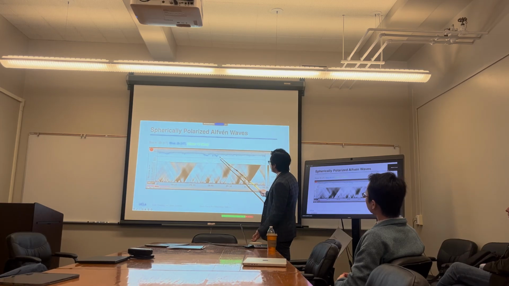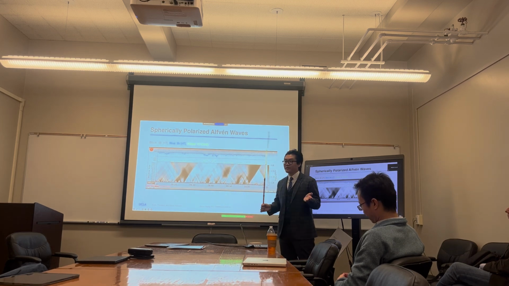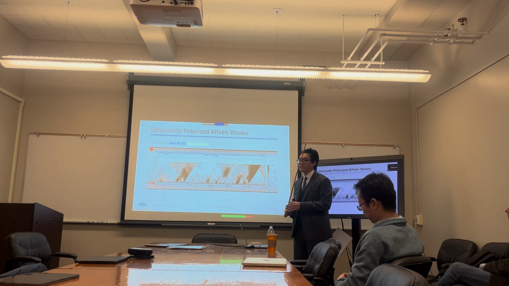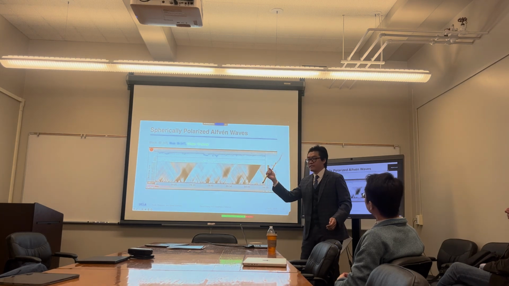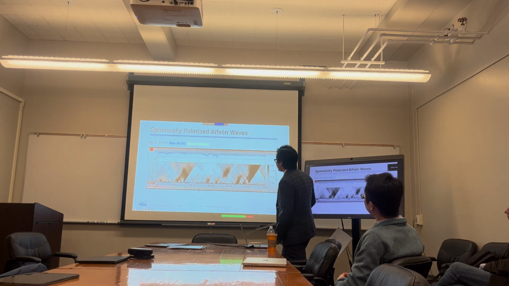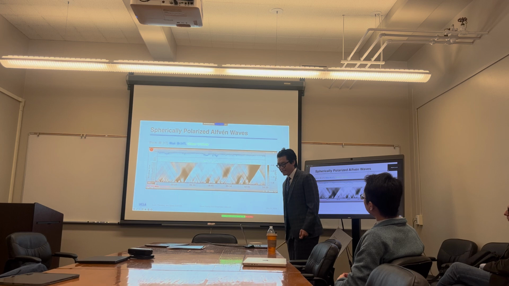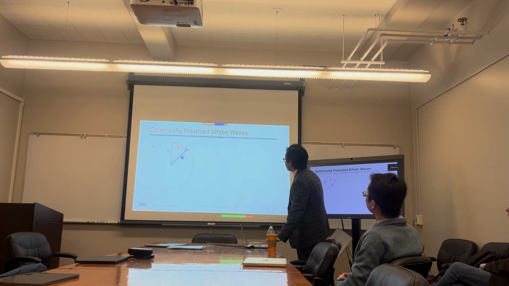In this case, the magnetic magnitude remains constant, which means it's a spherically polarized wave. The magnetic vector is basically rotating on a constant sphere, and this is what we call a spherically polarized Alfvén wave. I will discuss this panel later in this presentation. So what is a spherically polarized Alfvén wave?